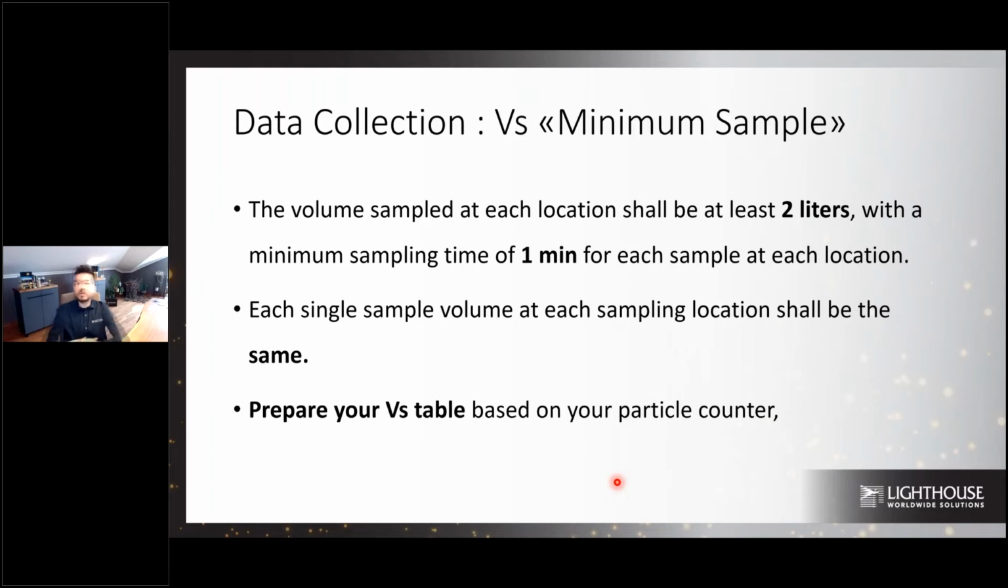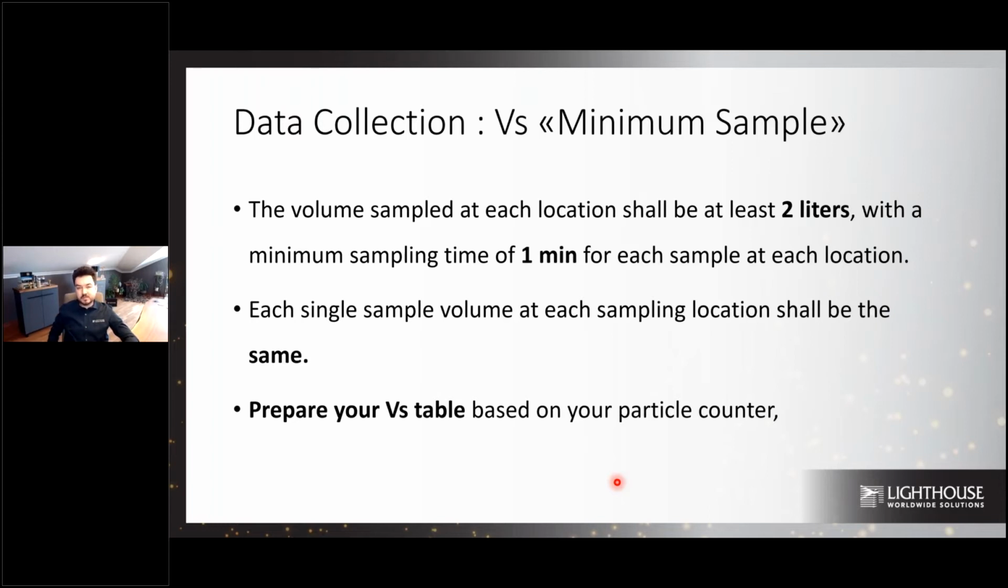For example, if your location requires 5 liters, if your particle counter is 50 liters per second, you cannot take 6 seconds of a sample. You should take all the way these 50 liters. Even if it's 28.3 liters, 1 CFM unit, you should still go with the 1 minute sampling. That's the expectations. And each single sample volume at each sampling location shall be the same.